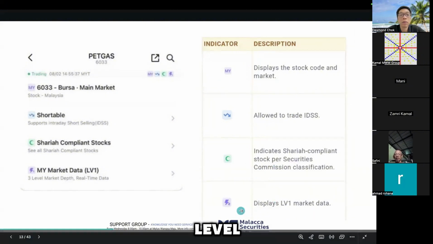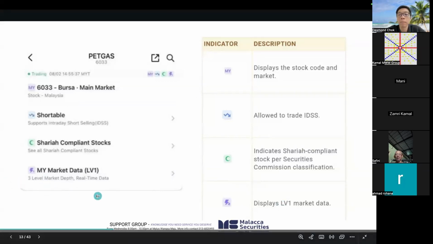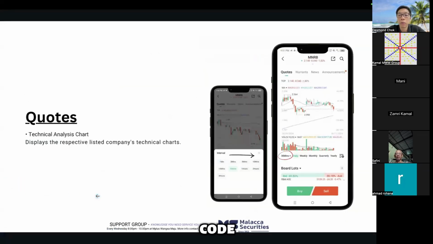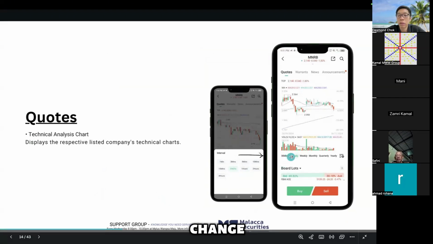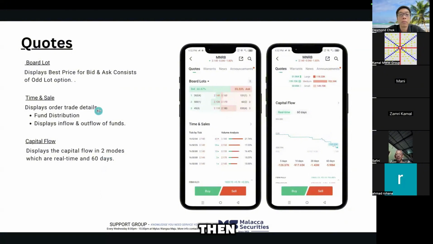Then this one is level. You see 1, 2, 3, level 1, level 2 market data, like I showed you last time: the three market depth, 5 market depth, or 10 market depth. Stock code, this one you can change your time frame to a smaller one. Then board lots, same as I showed you on the normal lot and odd lot. If you click here, you can change the board lot. You click some more, you can change to odd lot and see the odd lot info here.